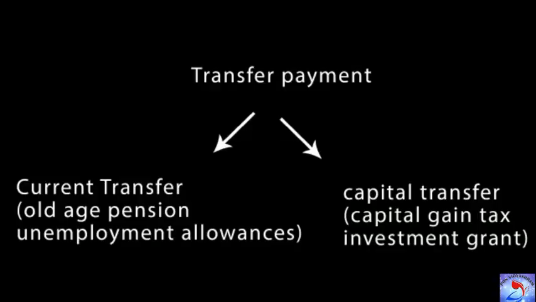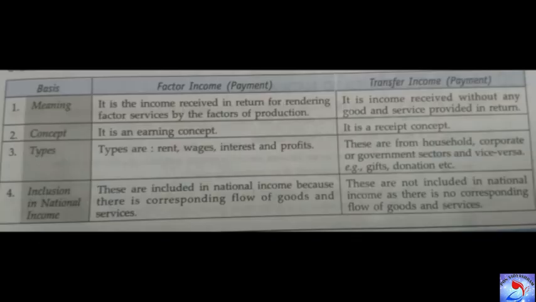Transfer payment is classified into current transfer and capital transfer. Current transfer includes old age pension and unemployment allowances, and capital transfer includes investment grants, capital gains tax, etc. The following is the distinction between transfer payment and factor payment.